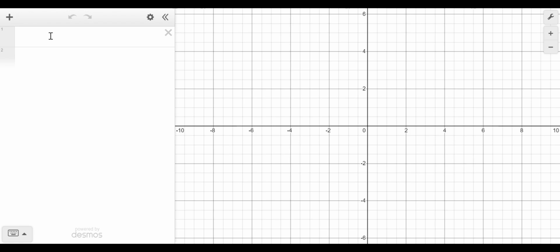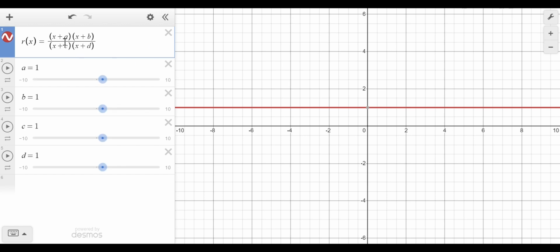So here I've loaded up the Desmos graphing calculator. I'm going to type r of x is equal to, put a quotient bar in there, and let's put those terms in: x plus a, x plus b, x plus c, and x plus d. And let's just add a slider for each one of those. Now here you can see if they're all equal to 1, well, everything would cancel except for values at -1, where it would be undefined. Here we would have a hole. If all the values were 1, then the value would be undefined when x was -1, because that would make those terms 0.